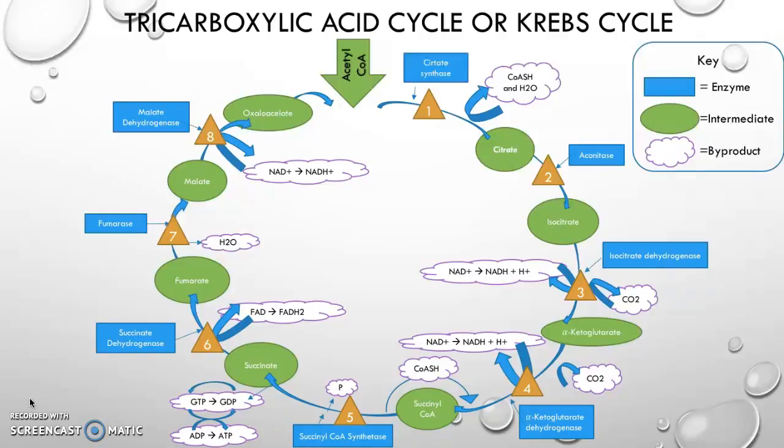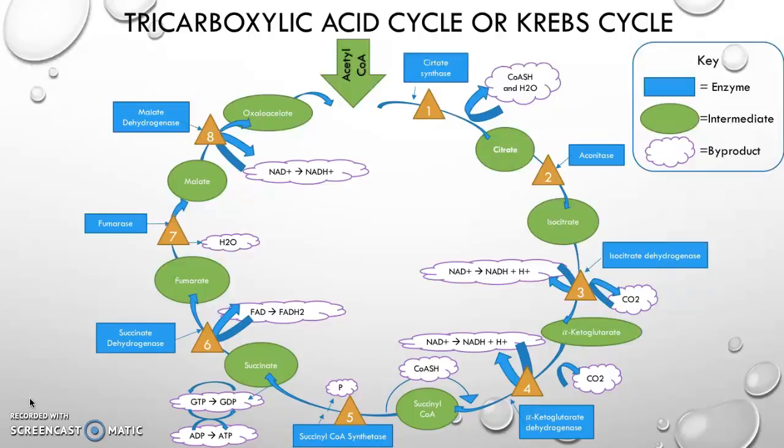In step 5, you have succinyl-CoA synthetase, which converts succinyl-CoA into succinate. Here, a phosphate is released, and GDP is converted to GTP, and ADP is converted to ATP.